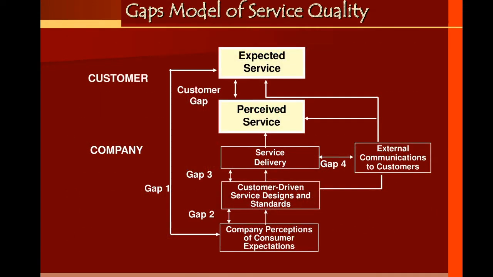And this is actually the simple chart showing the gaps model of service quality. So gap 1 will be talking about the expected service and what really the company's perceptions are of the expected service from the customer point of view. That is actually gap 1. So please just go through this slide. What we will be talking about is expected service and perceived service. And if it is perceived service, from that we'll be seeing service delivery, and we'll be seeing customer driven service designs and standards, and company perceptions of consumer expectations. And this side, the right hand side, is talking about external communication to customers.